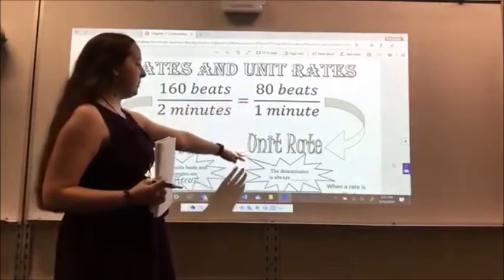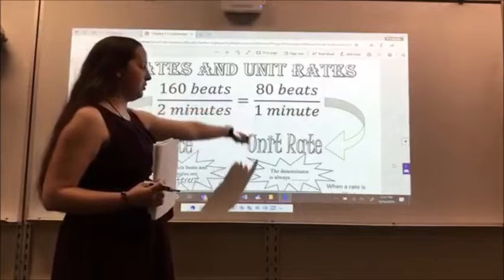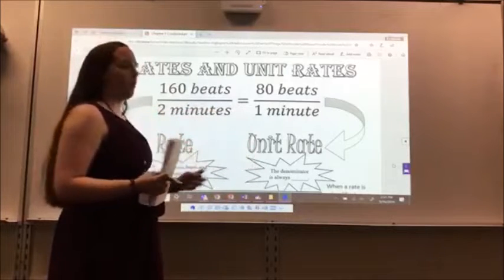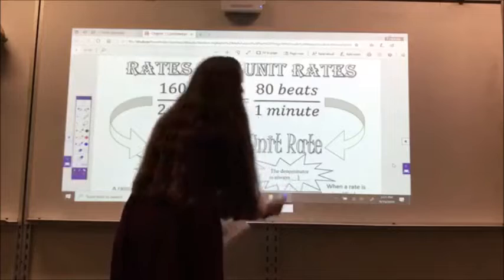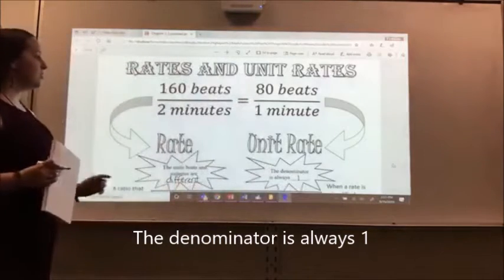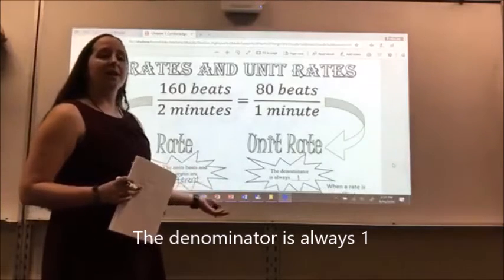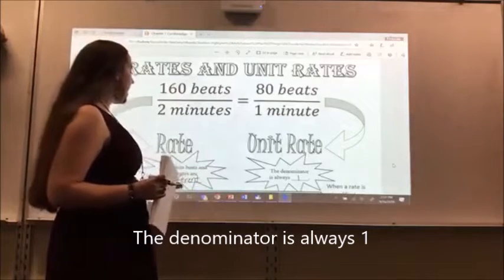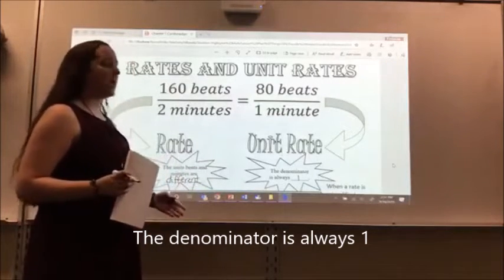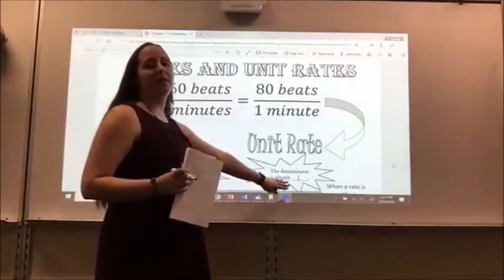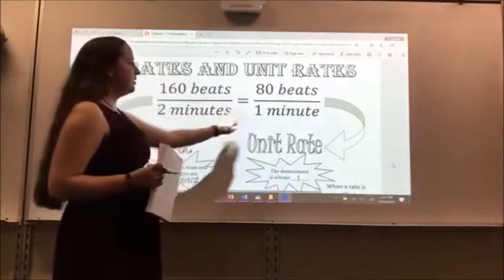80 beats over 1 minute is a unit rate. The denominator is always 1. So that's really the difference between a rate versus a unit rate. They're the same idea. A rate has different units, but a unit rate has a denominator of 1. So, a rate and a unit rate.